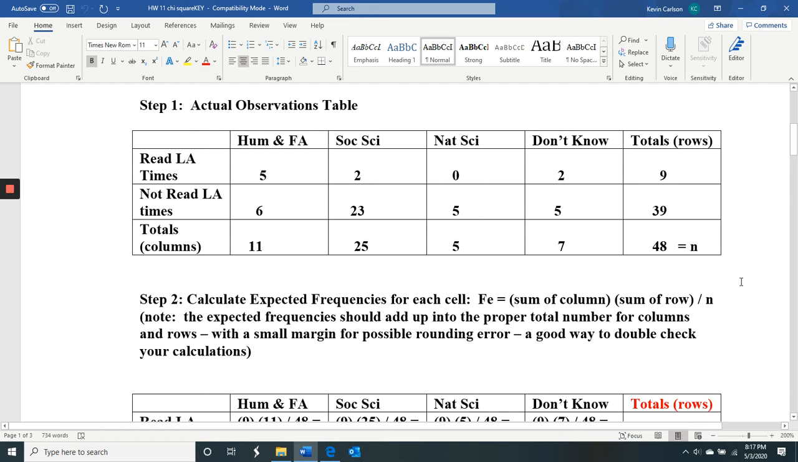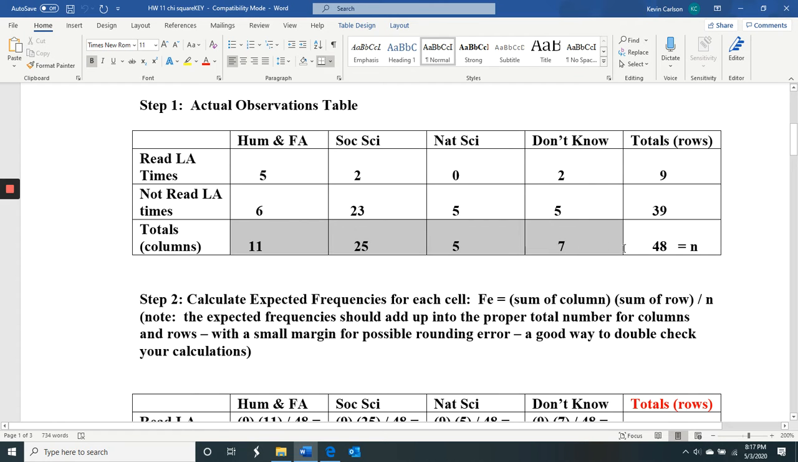Here we go. And so the first step is to have the actual observations. Based on what was written above, your table should look like this. I've put in the totals for the rows here. The rows being read the LA Times, not read it. You could flip it the other way, it doesn't matter. It just will look different, but your numbers will be the same in the end. And then the columns are the majors. And so there's a total for those also right here.